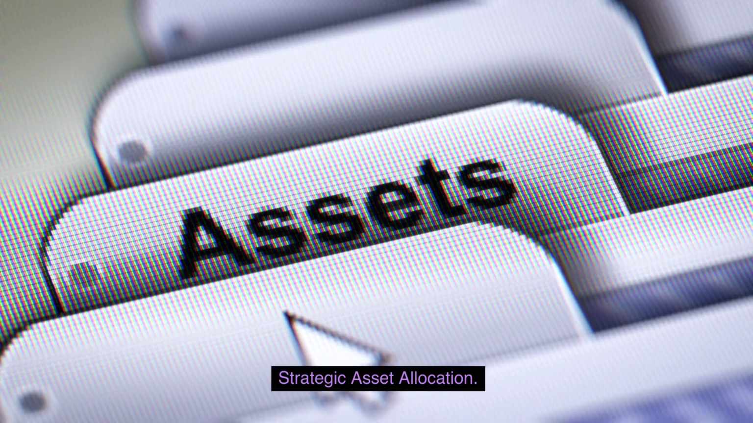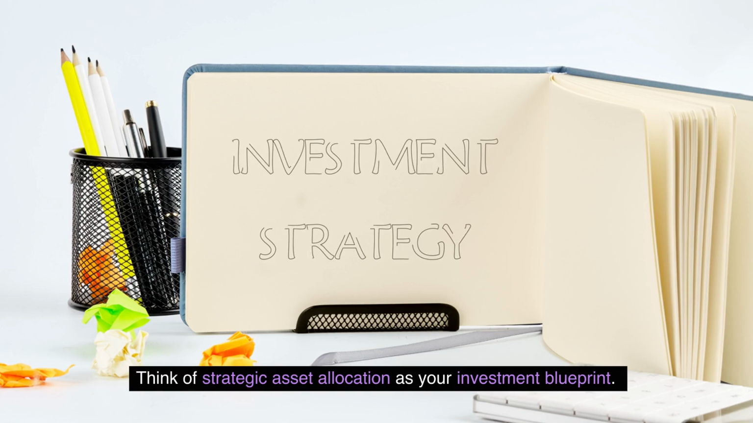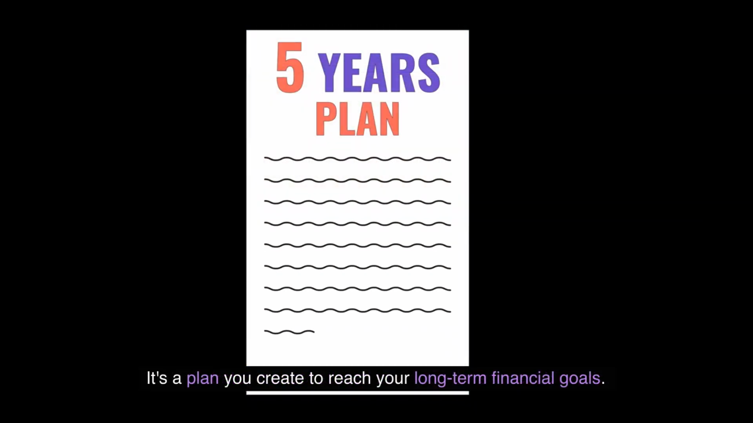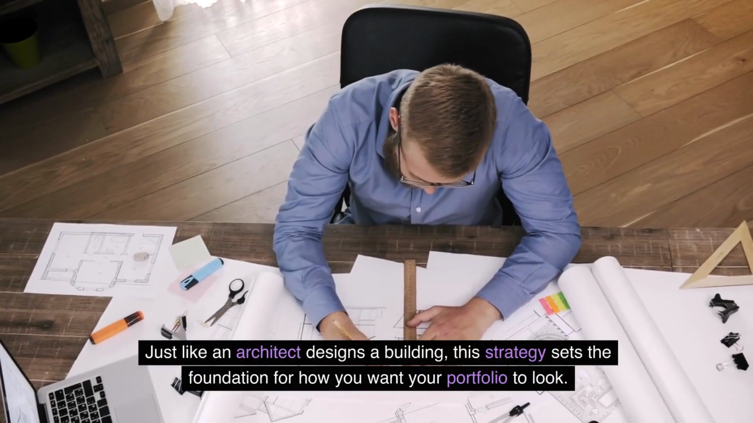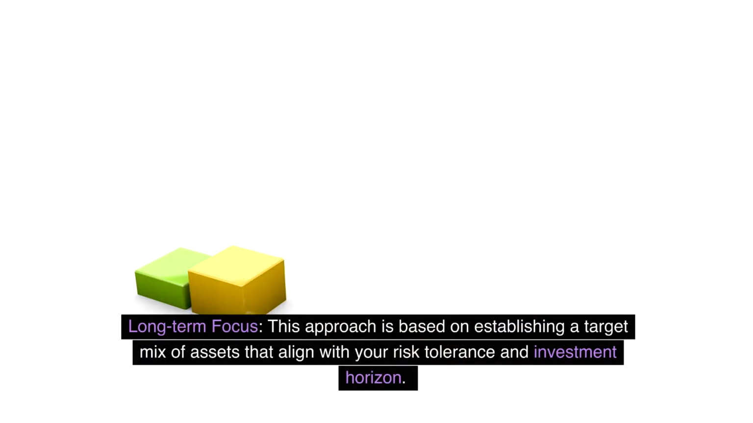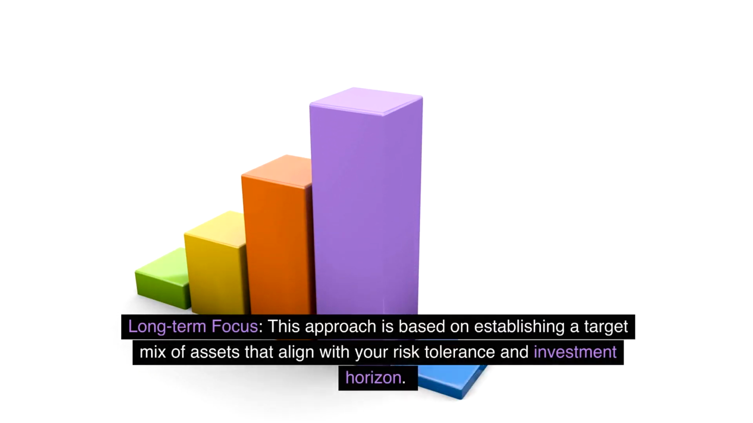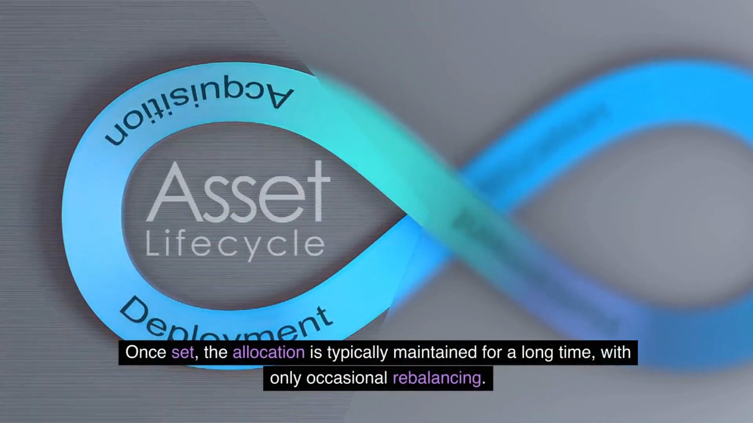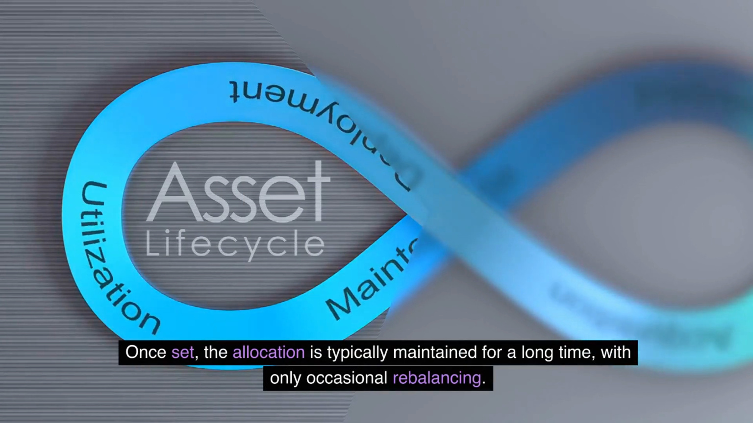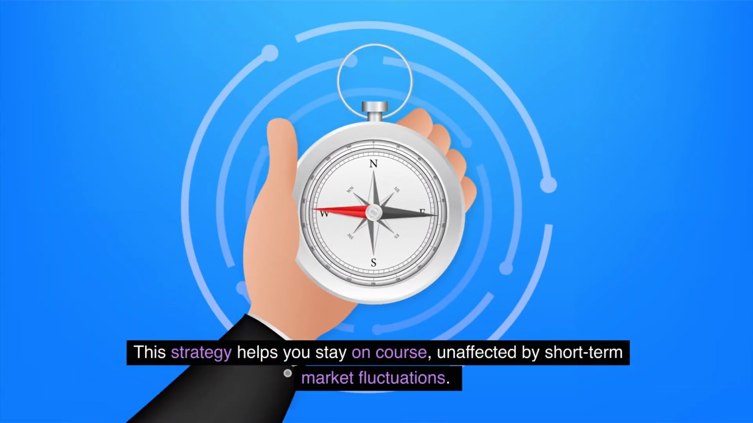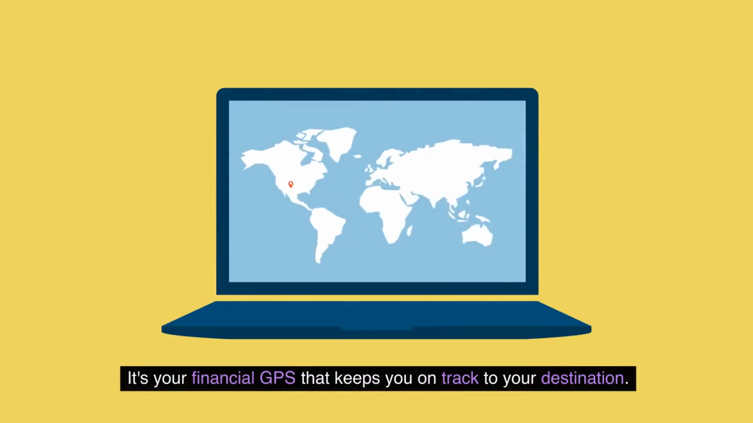Strategic asset allocation. Think of strategic asset allocation as your investment blueprint. It's a plan you create to reach your long-term financial goals. Just like an architect designs a building, this strategy sets the foundation for how you want your portfolio to look. Long-term focus. This approach is based on establishing a target mix of assets that align with your risk tolerance and investment horizon. Once set, the allocation is typically maintained for a long time, with only occasional rebalancing. This strategy helps you stay on course, unaffected by short-term market fluctuations. It's your financial GPS that keeps you on track to your destination.